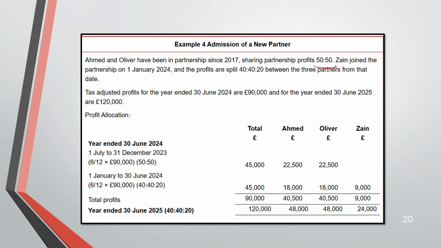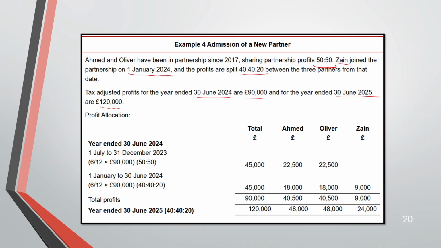So then later, from 1st Jan, Zain joined. So it's between the year. Then the profit will be split among the 3, 40, 40, 20. So the tax adjusted profit for the year ended 30th June 2024 is 90,000. And then for the year end 30th June 2025, it is 120,000.